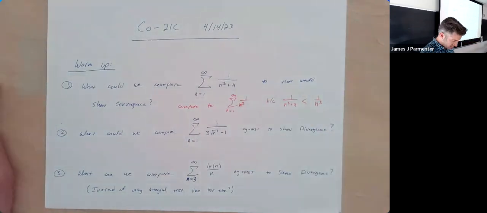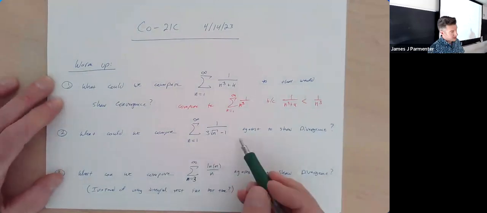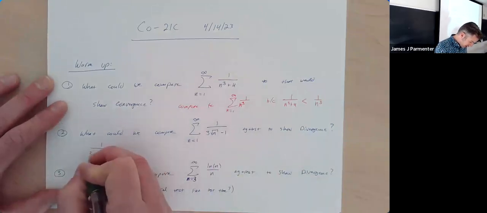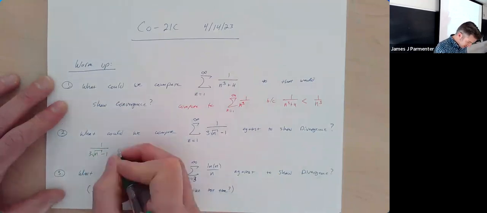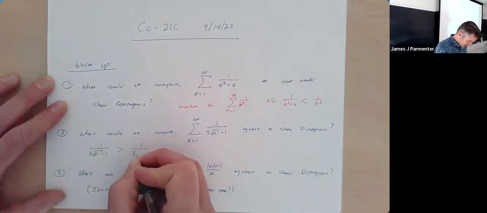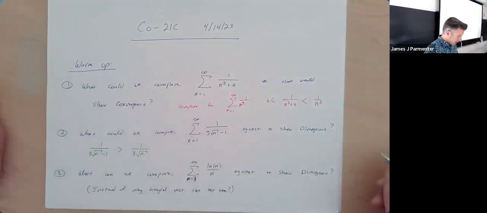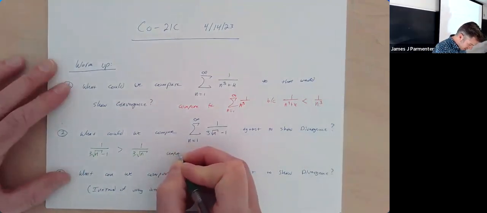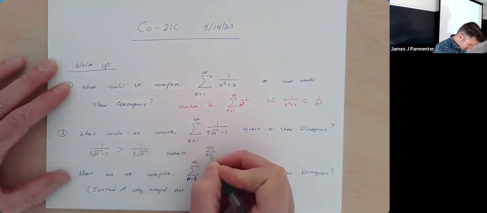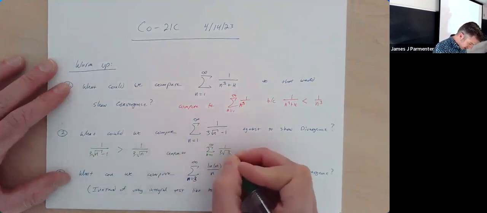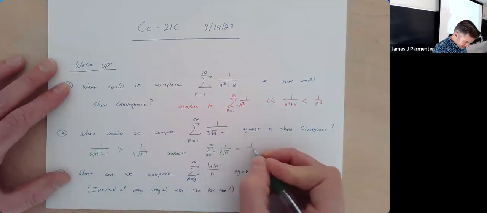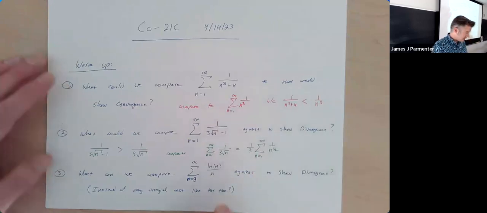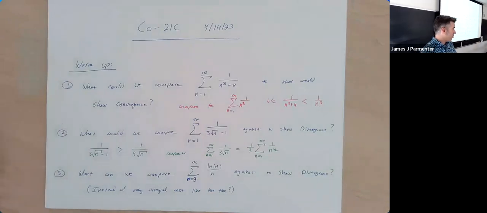On the other hand, for this next one, here's what I would compare it to. I know that 1 over 3 times the square root of n minus 1 is bigger than 1 over 3 times the square root of n. And so the series I'm actually thinking about here is the sum from n equals 1 to infinity of 1 over 3 root n. Then I would pull out the 3 just so it looks more like something that I know is divergent, because that's 1/3 times the sum from n equals 1 to infinity of 1 over n to the 1/2.